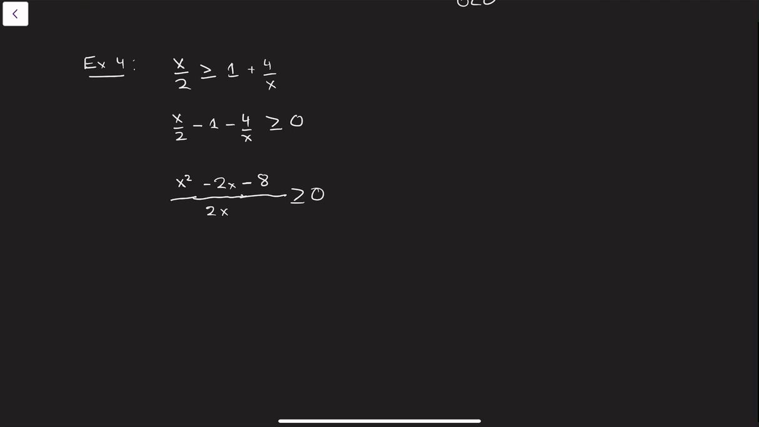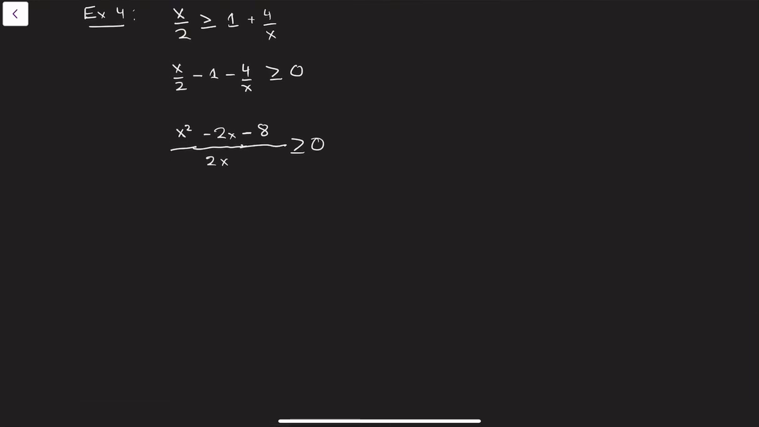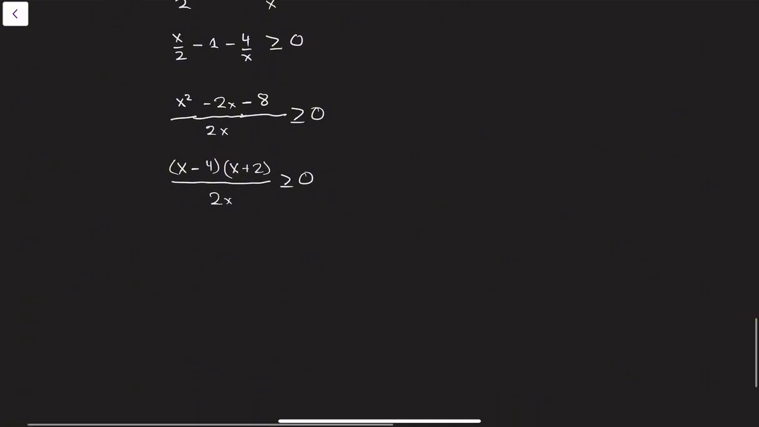We then want to factor the numerator. So when we do so, that becomes x minus 4 and x plus 2, all over 2x. And again, that's just because of two numbers that add to negative 2 and multiply to negative 8: negative 4 and positive 2. So now we look at our roots. We have x is equal to 4, negative 2, and 0.